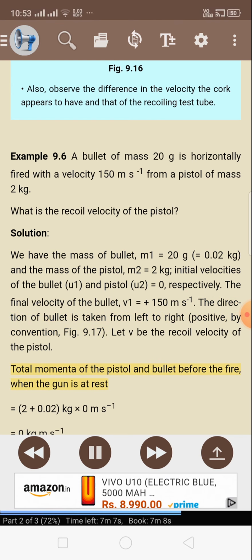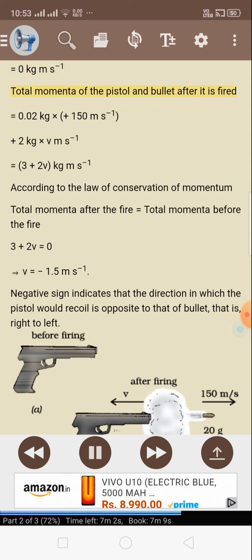Total momenta of the pistol and bullet before the fire, when the gun is at rest, equals (2 plus 0.02) kilograms times 0 meters per second, equals 0 kilogram meters per second. Total momenta of the pistol and bullet after it is fired equals 0.02 kilograms times plus 150 meters per second plus 2 kilograms times v meters per second, equals 3 plus 2v kilogram meters per second.